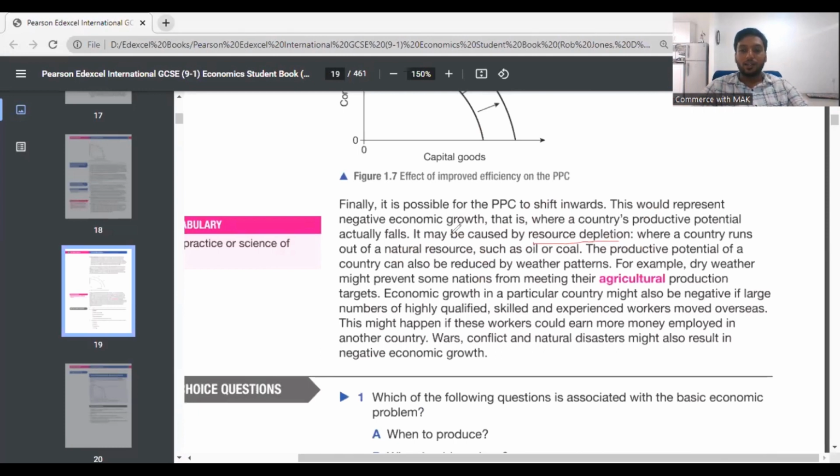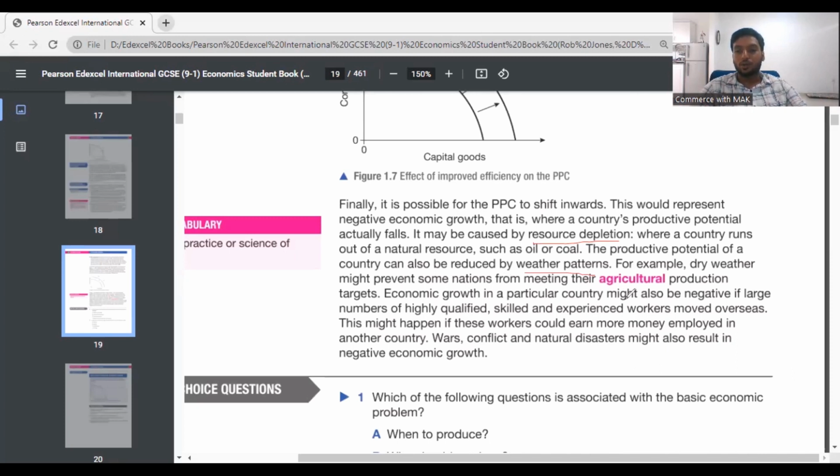Resource depletion, where a country runs out of a natural resource such as oil or coal. The productive potential of a country can also be reduced by weather patterns, which I forgot to mention. So the 8th point can be weather patterns, bad weather, bad harvest. For example, dry weather might prevent some nations from meeting their agricultural production target.